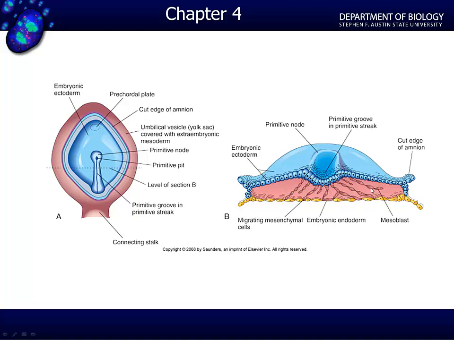Now, that is really an oversimplification of this whole concept. But if you can understand all three come from the epiblast, and the hypoblast cells are just placeholders and they go away, you're going to be in good shape right now.